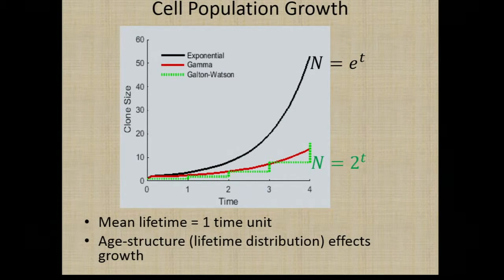So the lifetime distribution, in terms of modelling the way populations change, is quite important. In terms of ecological modelling, this is often referred to as age structure. So the age structure is quite important.